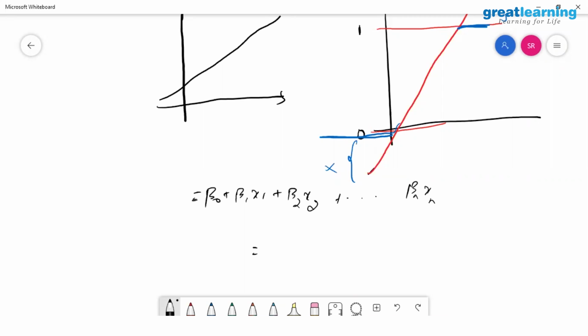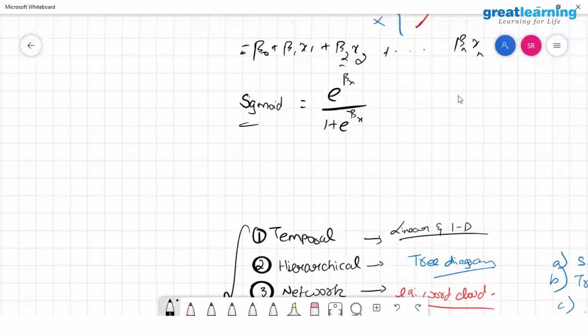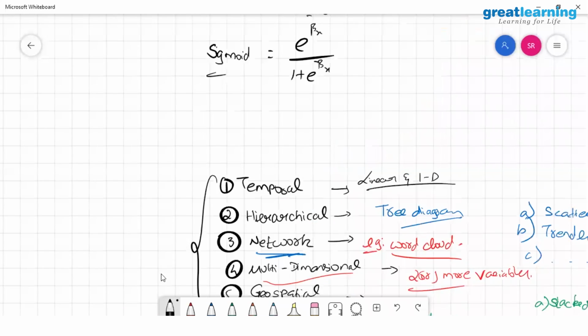The sigmoid function is given by e to the power beta x divided by 1 plus e to the power beta x. I'll just derive in a while how this sigmoid function comes about. Okay, I'll just derive it right now.